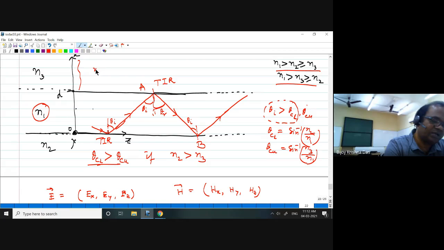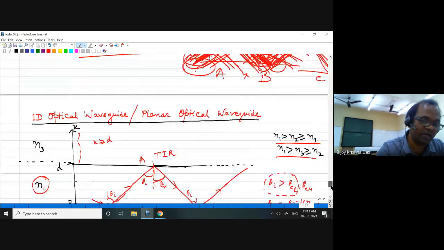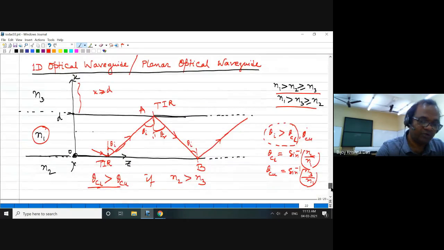And another thing: we consider x greater than or equal to D on this side, where one material medium is there. Now at this interface, what happens in the y direction? This is a planar waveguide, a planar optical waveguide, a 1D optical waveguide. So we are sketching a line in the xz plane. This is the z axis, the xz plane. This line is also in the xz plane. The K vector also we are showing in the xz plane.